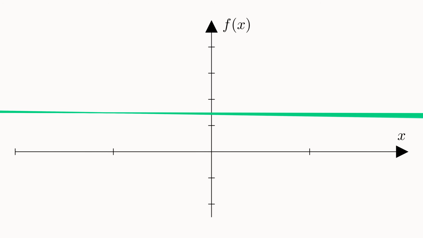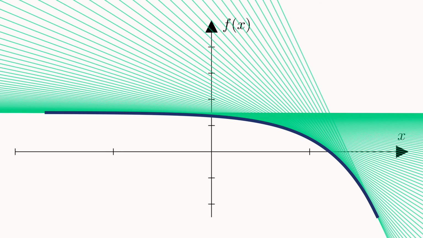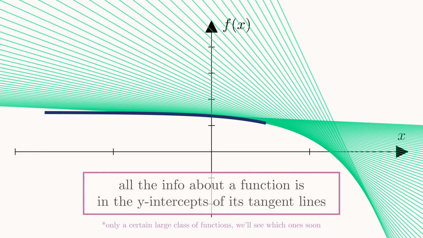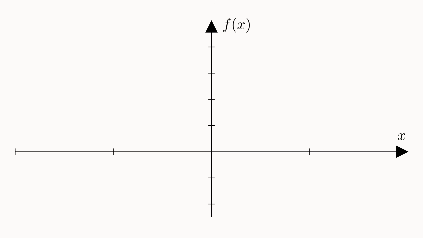All the information about a function is stored in its tangent lines. Or rather, to be more precise, the y-intercepts of its tangent lines. How is this possible? And for which type of functions is this true? We'll discover the answers by considering a few basic examples.